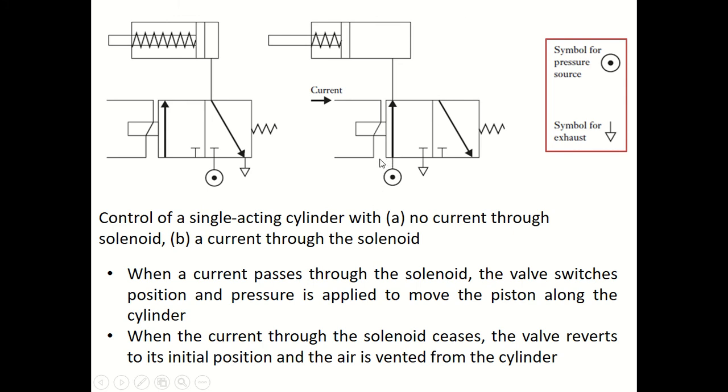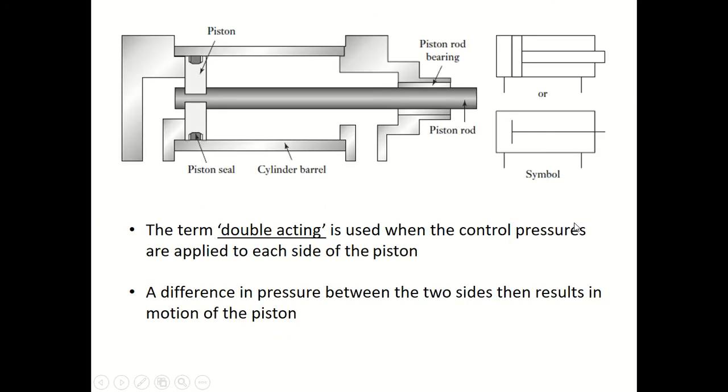So when the current passes through the solenoid, the valve switches position and the pressure is applied to move the piston along the cylinder. Now when the current through the solenoid ceases, because of the spring action the valve reverts to its initial position, and the air is vented from the cylinder through this exhaust. And this is how a single acting cylinder works.